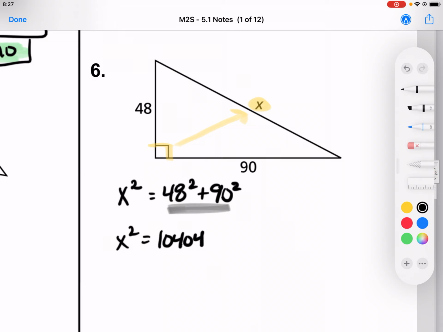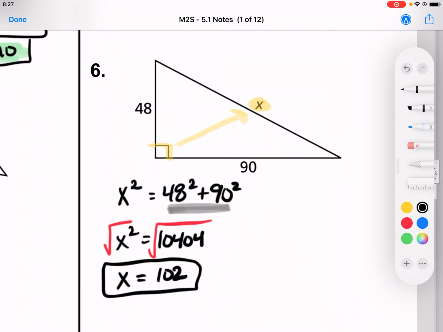So that's 10,404. To get rid of the square, I take the square root. And the square root of 10,404 is 102. And since there are no decimals, that tells us it is a Pythagorean triple.